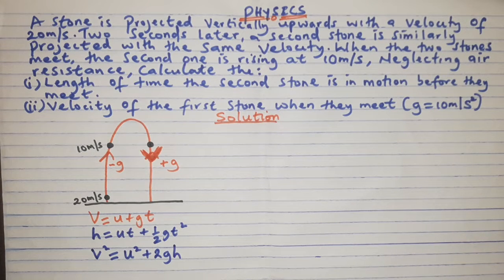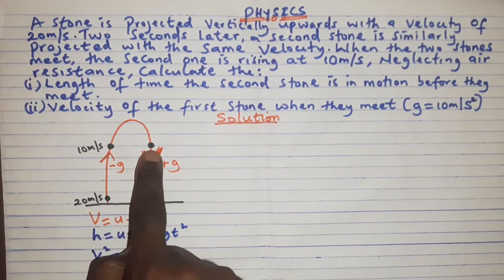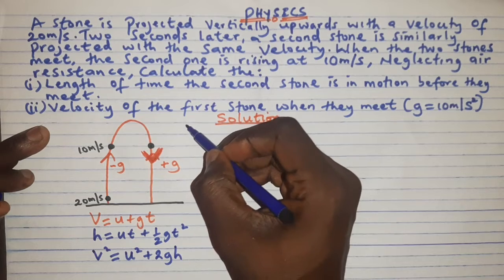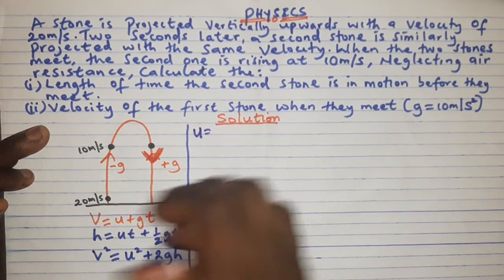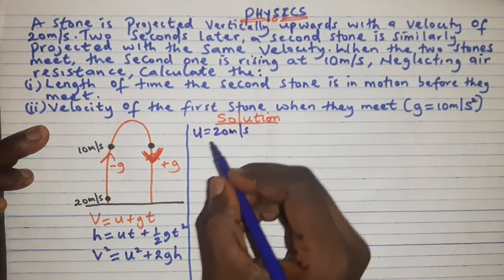So let's get the time it will take for this stone to move from here to here when it finally meets up with the first stone. So let's get our parameters first of all. We know that the initial velocity is 20 meters per second and the final one is 10.